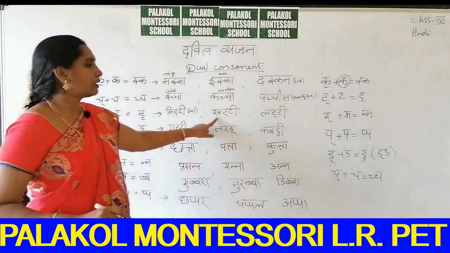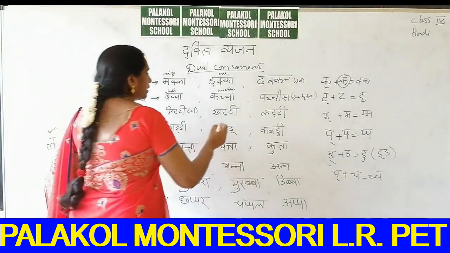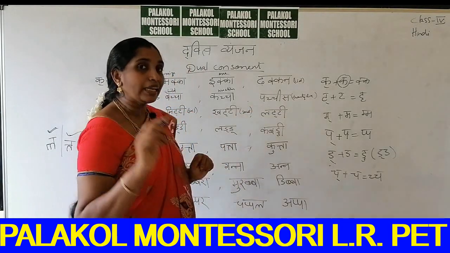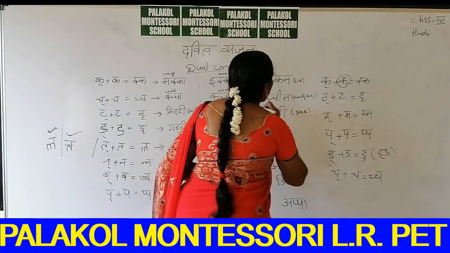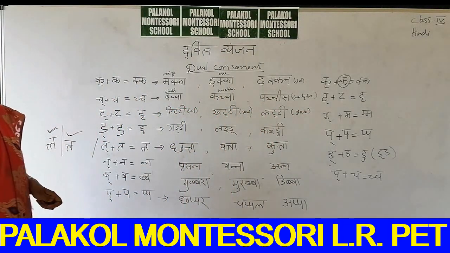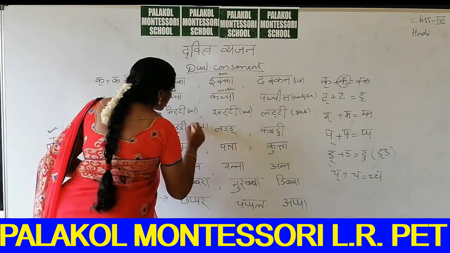Next, khatti means sour. What is that? Khatti. That is sour. S-O-U-R. Sour. Next, lathi. Lathi means stick. S-T-I-C-K. Stick. Okay, so gaddi. Gaddi means vehicle. Vehicle.